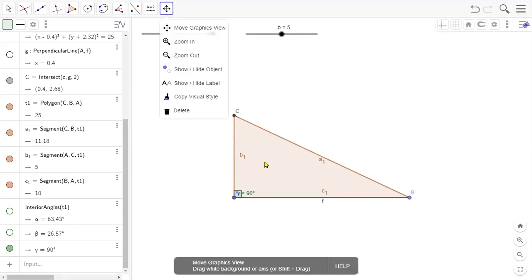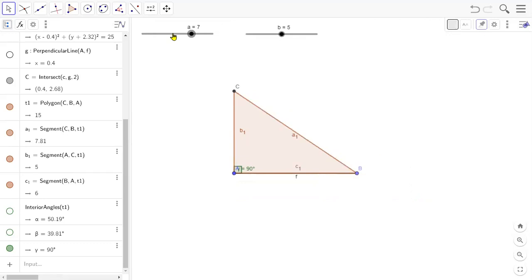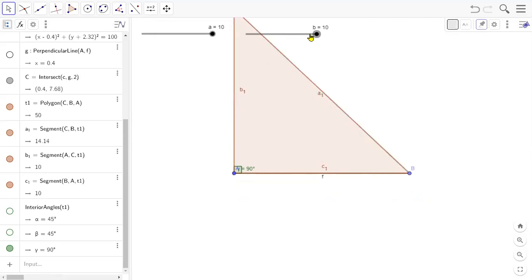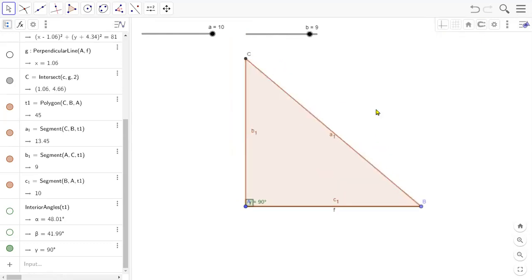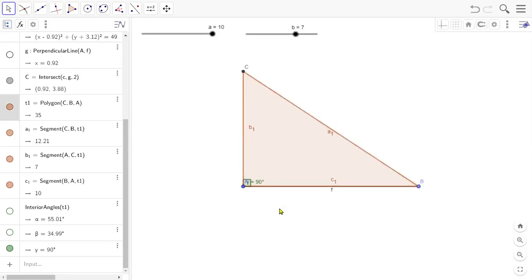In this step we have just created a right angle triangle. We can change the sides here. I'm going to animate this Pythagoras theorem, so I have created this slider. Okay, and the next step is making the squares. Let's take these three sides, the hypotenuse and the remaining two sides, and create the corresponding squares on these sides.